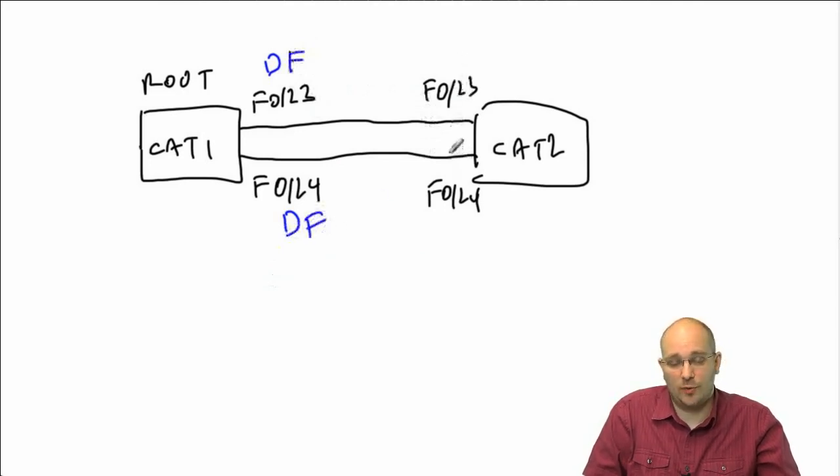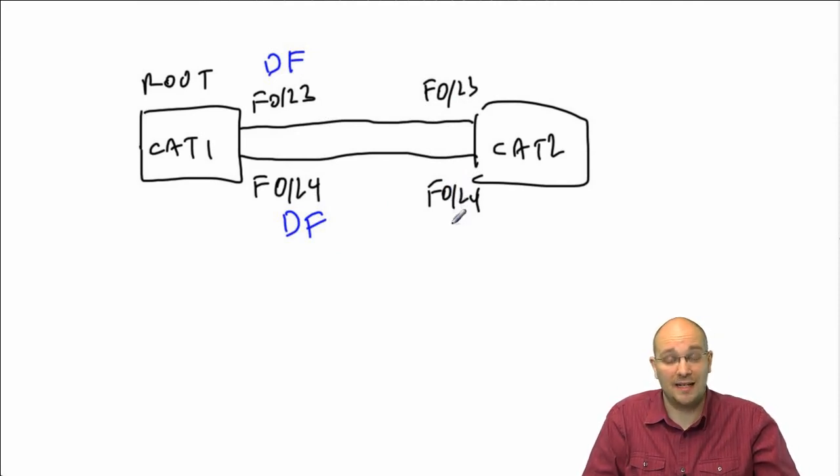On Fast Ethernet 23, I'm going to be receiving a BPDU that is going to be superior to the one on Fast Ethernet 24. Why? Is it the same root ID? Yes. Is it the same sender bridge ID? Yes. What about the port priority? It will be the same by default, 128. But what about the port ID itself? The port ID will be lower on Fast Ethernet 23 than on Fast 24. That means that Fast Ethernet 23 will win.